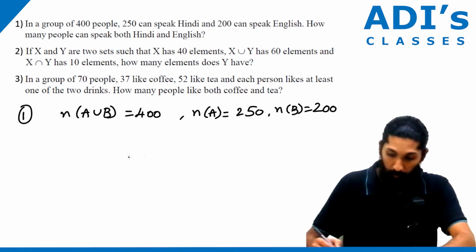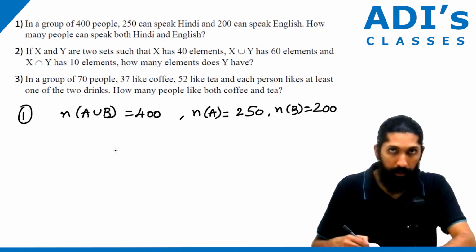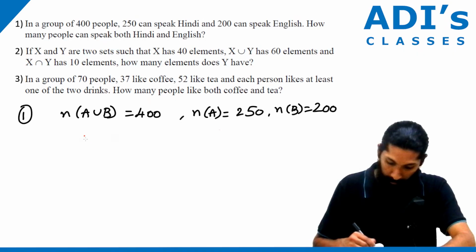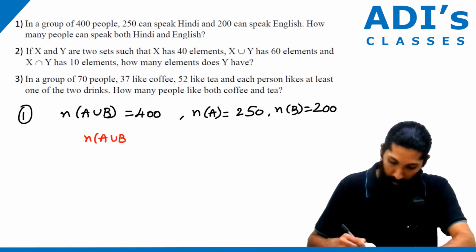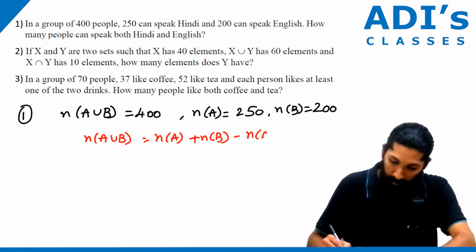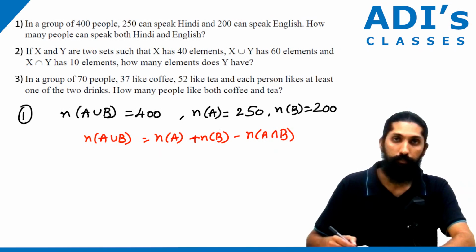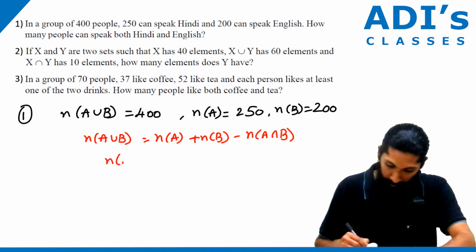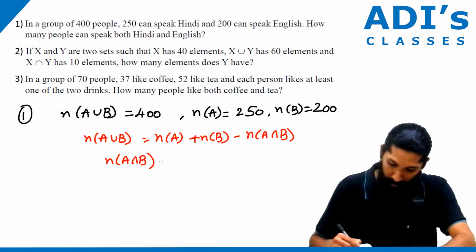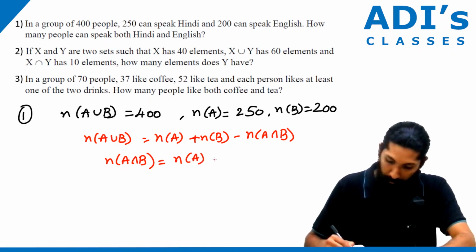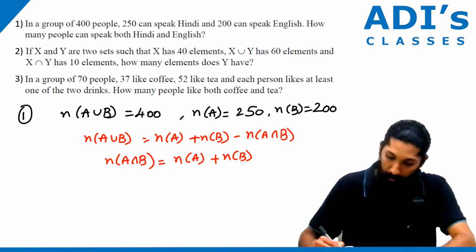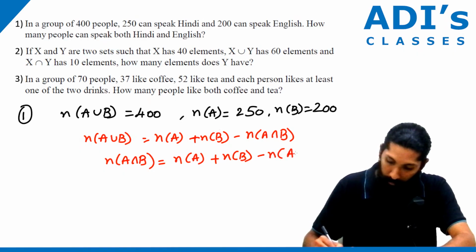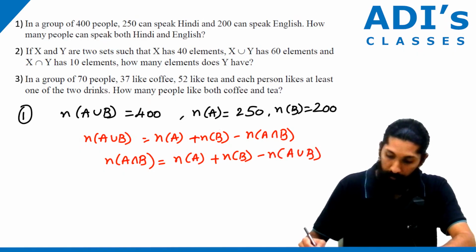All right. Now what they are asking is A intersection B, correct? Formula is what? N of A union B is equal to n of A plus n of B minus n of A intersection B. So we need n of A intersection B. So n of A intersection B is equal to n of A plus n of B minus n of A union B. This is the formula.